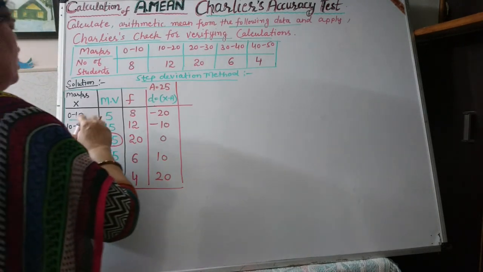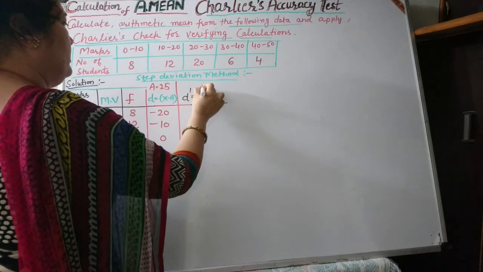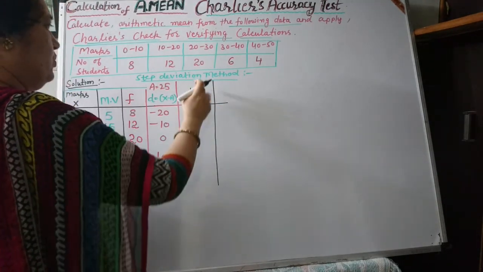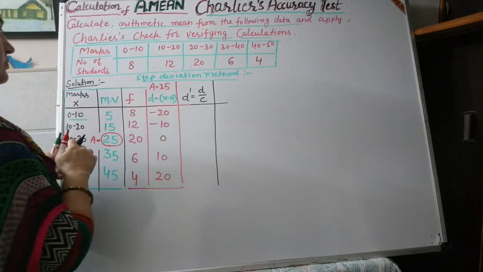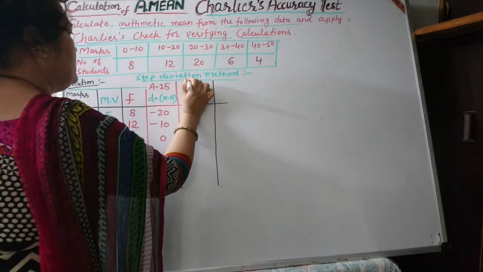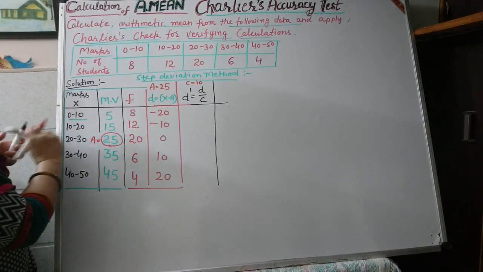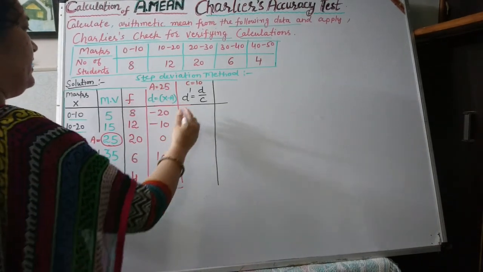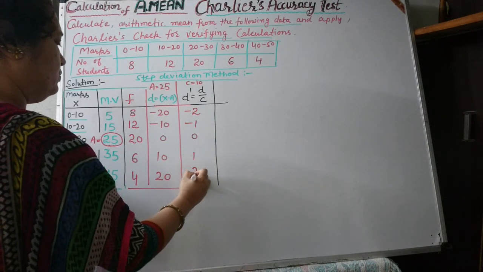Then calculate the values of D dash. D dash is equal to D divided by C, where D means x minus A, divided by C. D will be divided by the equal class interval, and here C, the common factor, is equal to 10, because all the class intervals are of 10. So all the values of D will be divided by 10. The calculations will be minus 2, minus 1, 0, 1 and 2.